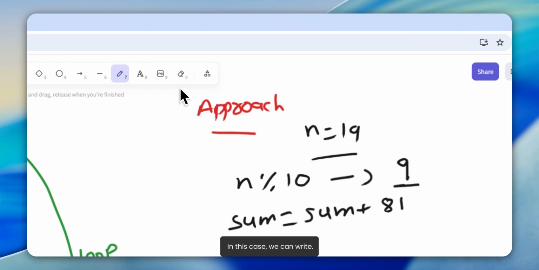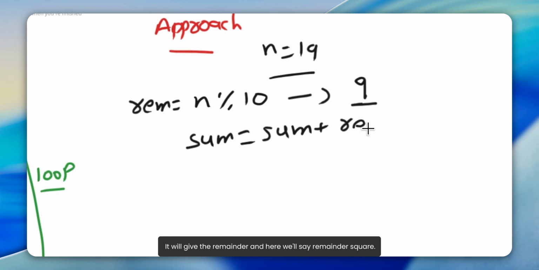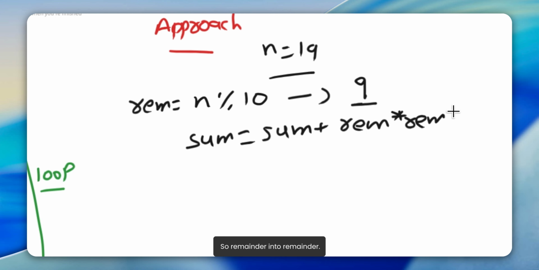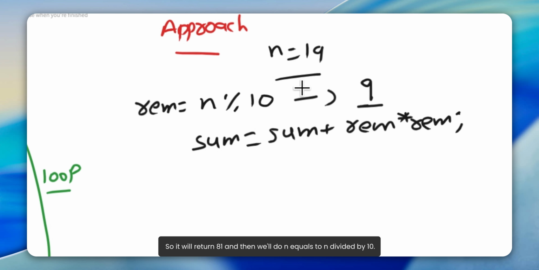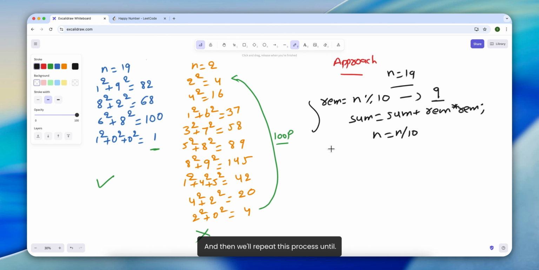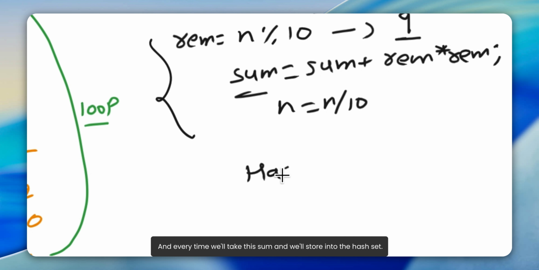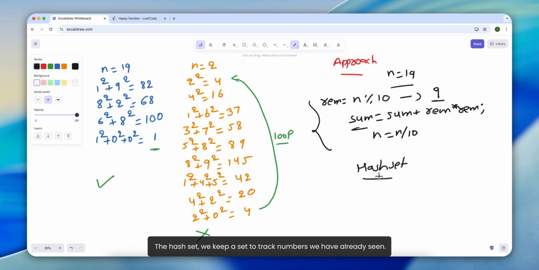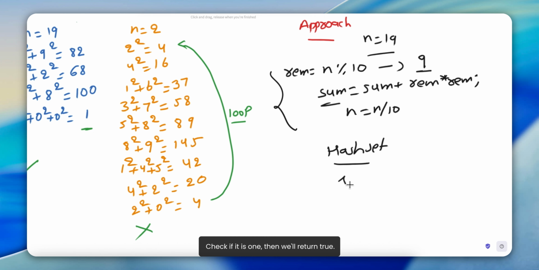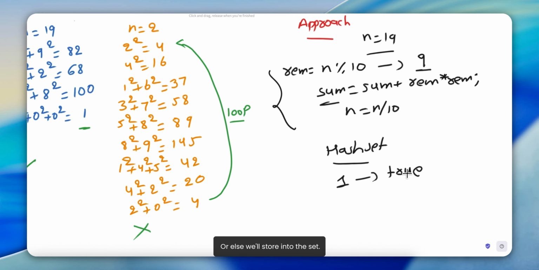In this case, n modulo 10 gives the remainder, and we take remainder times remainder. So it will return 81, and then we do n equals n divided by 10, and repeat this process until the number equals 0. And every time we'll take this sum and store it in the hash set. Why? In the hash set, we keep track of numbers we have already seen. Each time we generate a new number, if it is 1, we return true. Or else we store it in the set.